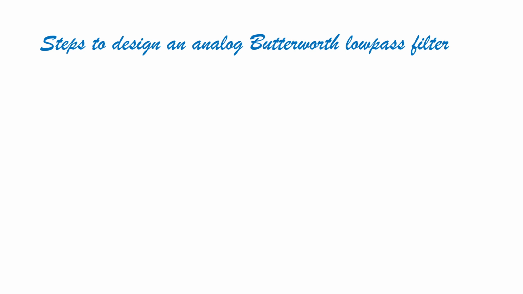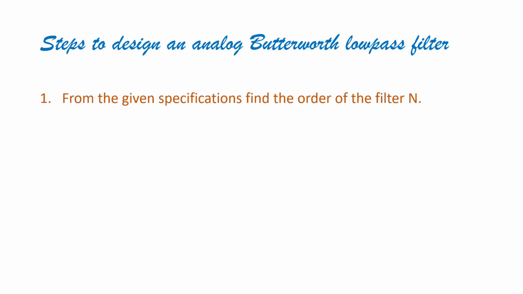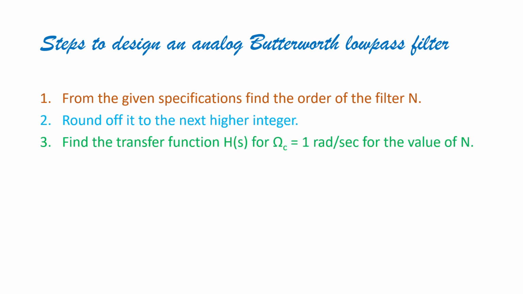Now I explain the steps to design the analog Butterworth low pass filter. Step 1: from the given specification, find the order of the filter N and round it off to the next higher integer. Find the transfer function H(s) for omega c equals 1 radian per second for the value of N. Calculate the value of the cutoff frequency omega c. The formula of the cutoff frequency is omega c equals omega p divided by (10 to the power 0.1 alpha p minus 1) whole to the power 1 by 2N.